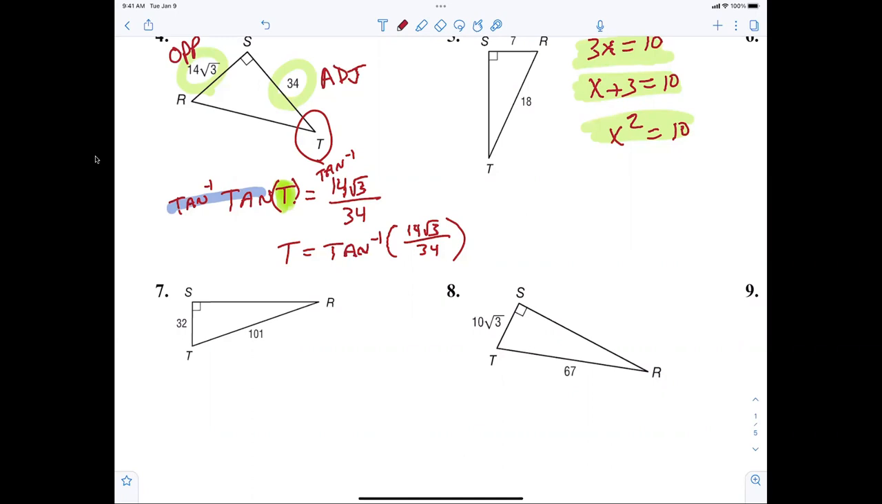Mode, it's spelled M-O-D-E. Hit the mode button. And then you go down to where you see degrees and radians. Make sure you're in degrees. All right. Now you can hit second tangent and type in 14 radical 3 divided by 34. Now, come on, I'm not a babysitter. Everybody should know how to type in 14 radical 3 divided by 34.